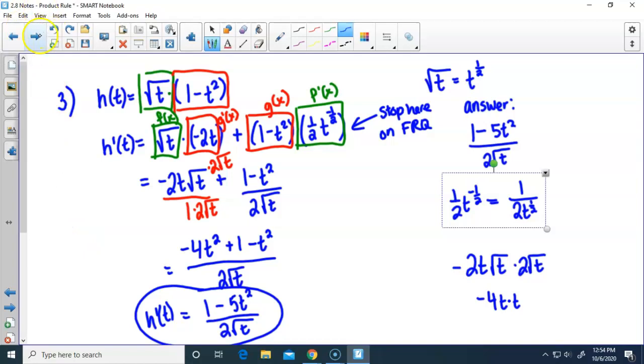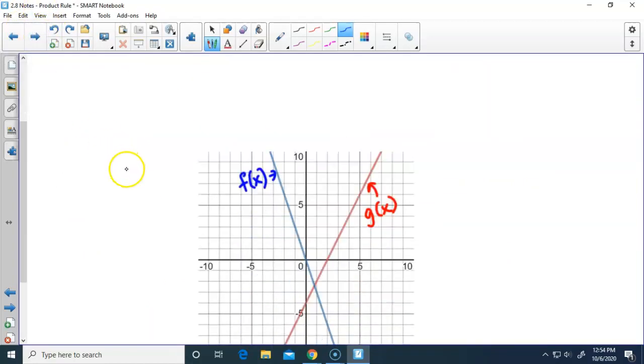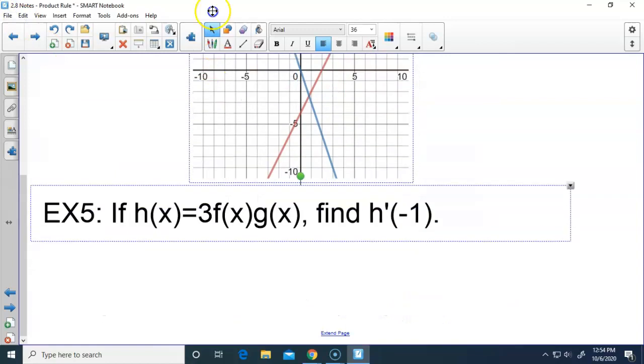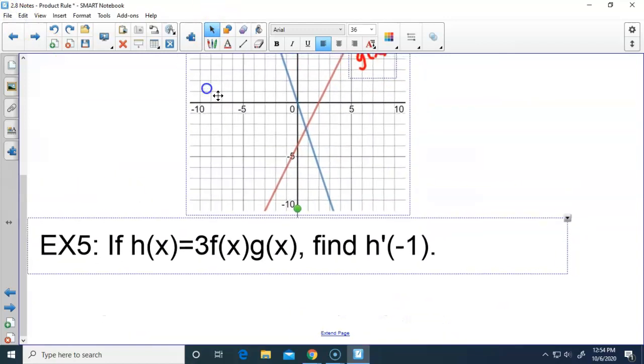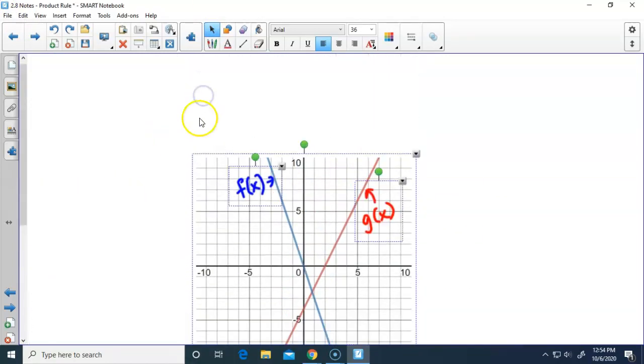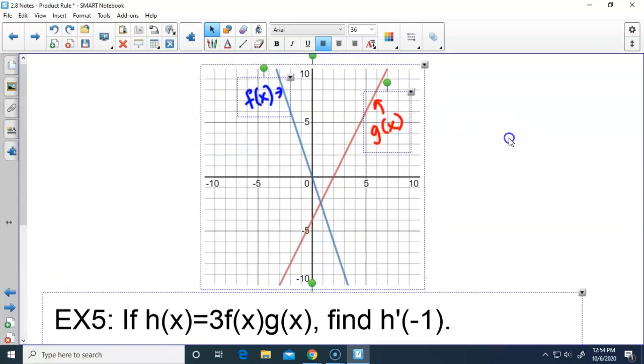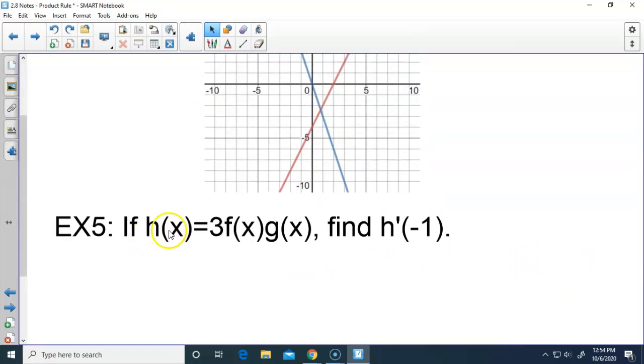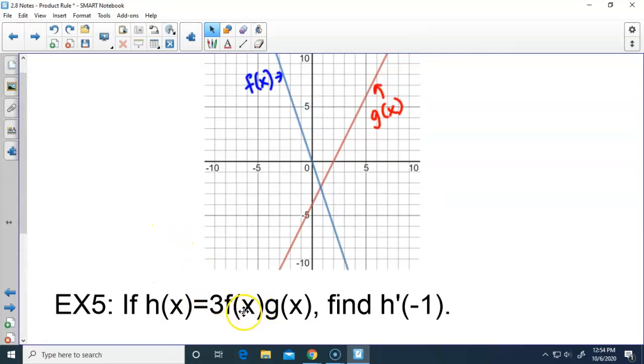Then I want to look at this other type of problem here. Let's say that we have not got actual functions. We've just got a graph. And so if I have h of x equals f of x times g of x, and they ask me to find h prime of x, well, I have to use the product rule for this.